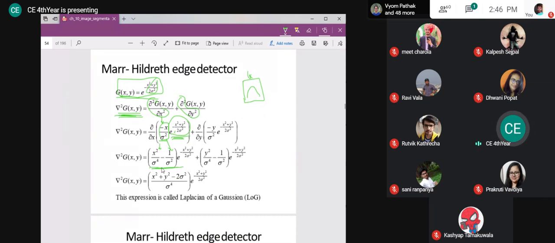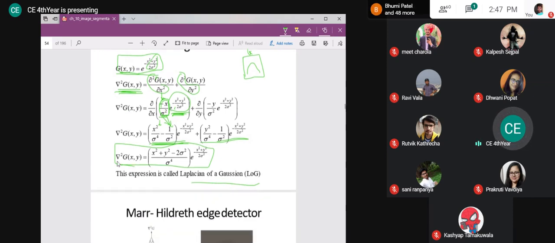I hope you are comfortable with this type of differentiation. If not, we can explain, but I don't think this is difficult. You just apply the chain rule. First you differentiate this, keep the other constant, then keep this as it is and differentiate the other, and you will have the result. Same thing you can do for the y direction partial differentiation, and if you combine this, your expression will look like this. This expression is known as the Laplacian of Gaussian.